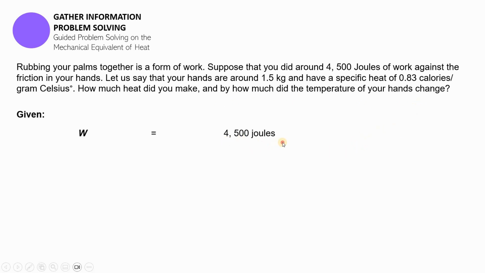So the givens are the following. You did this much work, your hands are around this heavy, and the specific heat is 0.83 calories per gram Celsius degree. And then we're looking for the amount of heat you made and the amount of temperature change that happened. All right. Again, ito yung mga nawawala.